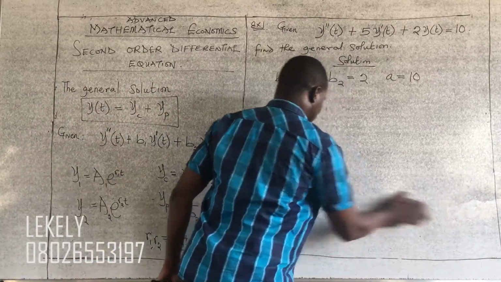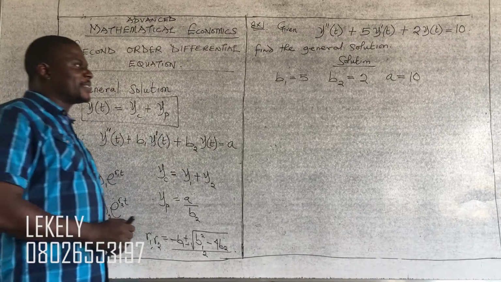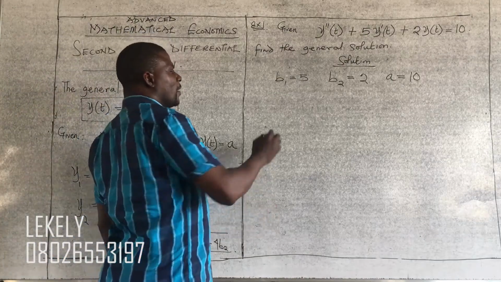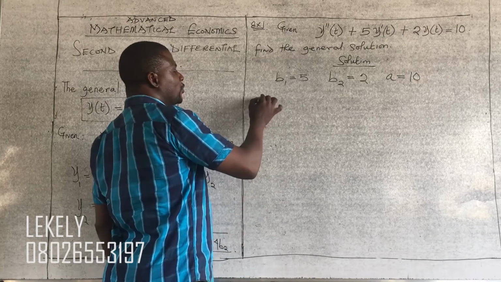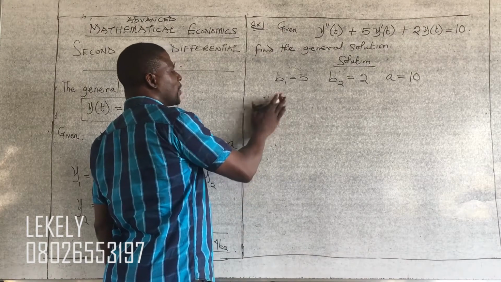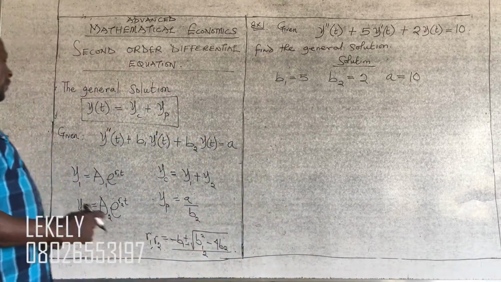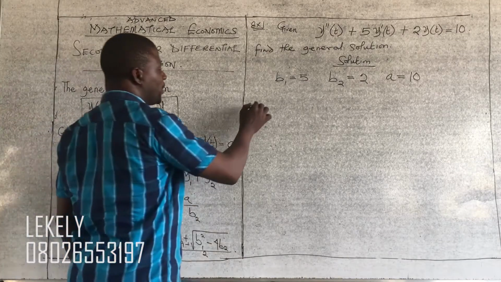So you must first identify these in any given equation that you have. Okay, having said that, let's go straight away now to get our yc. Don't forget that for you to get your yc, you have to first get your y1. In fact, let's quickly get our yp first. Let's start from yp.